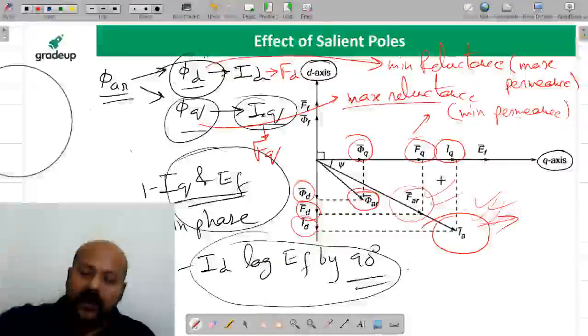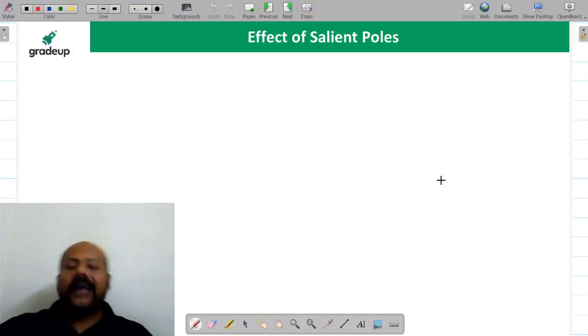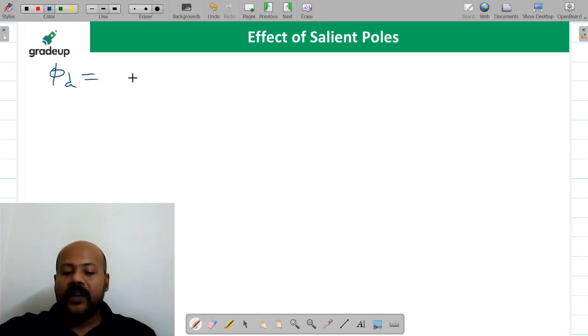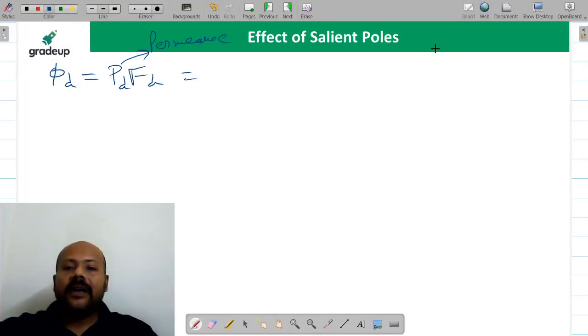Can we move now? Now beta, I am going to write the theory part, that is very, very important, and the only thing is that you understand the mathematical interpretation. Now let us see what the mathematical interpretation is. Beta, I am writing this direct axis flux component of the armature reaction as PD into FD. What is this PD, beta? This is permeance, the reciprocal of reluctance.